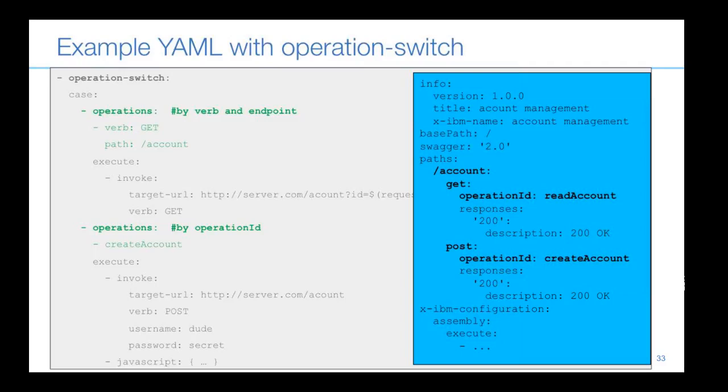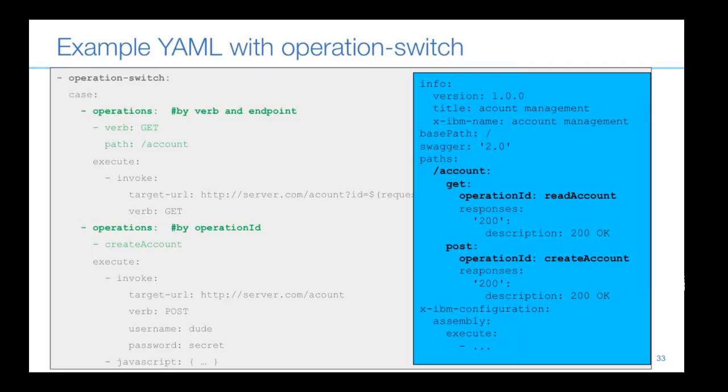Here's the YAML of the operation switch policy on the last page. First, what is an operation? Operations are defined in the Swagger document. See the Swagger document on the right-hand side. There are two operations. One is read account, and the other is create account. Operations are basically the combination of HTTP method and the endpoint. So a user can refer to an operation by its operation ID or the pair of HTTP method and the endpoint.